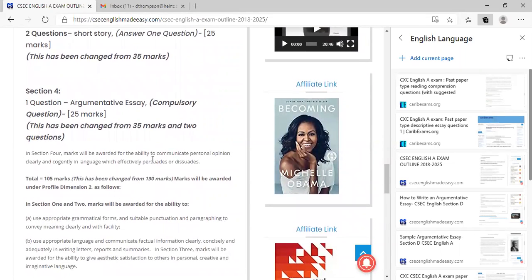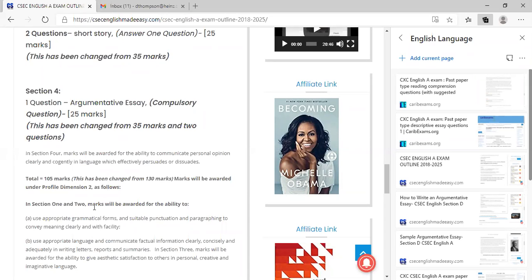Where you are awarded marks for the ability to communicate opinions clearly, and effectively persuade or dissuade the reader. So if, for example, it says this school considers opening back physically, you're going to choose a position, either persuading or dissuading, and try to convince me as a reader of your position.